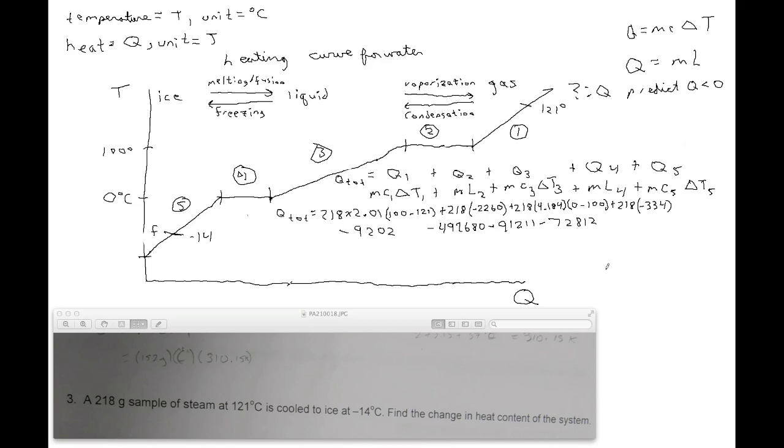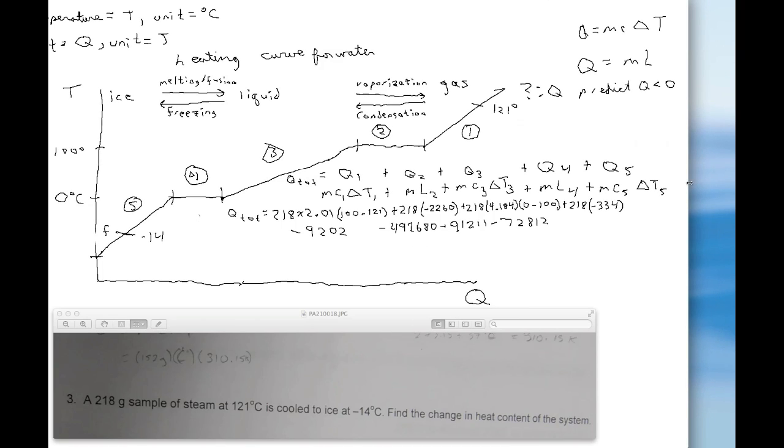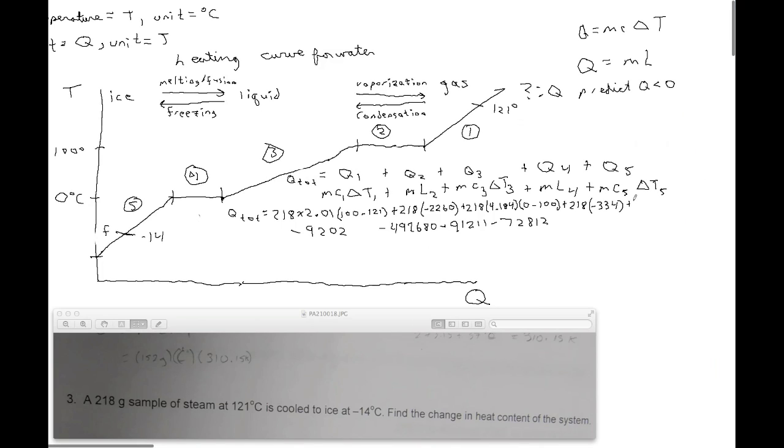And then the last equation we use will be Q equals MC delta T, where the ice goes from 0 degrees Celsius to negative 14 degrees Celsius, where Q is equal to 218 times the specific heat of ice, which is 2.01, times the temperature change, which is negative 14. That is equal to negative 424 joules.